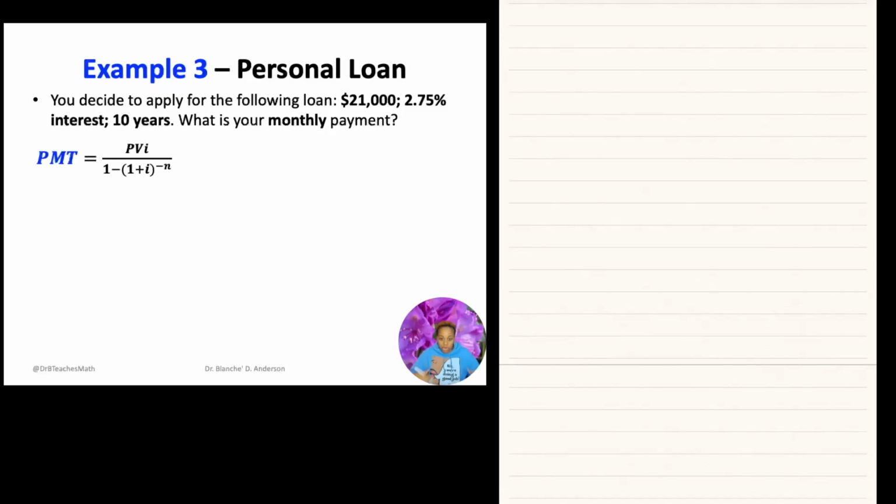So as you notice, we're doing the same thing over and over again. So on this one, I'm just going to identify the pieces, because I think you understand how to do the math. So this is 21,000, right? My rate is 2.75%, so that's 0.0275 when we convert it to a decimal. It's a monthly payment, so that's 12, and my time period is 10 years.